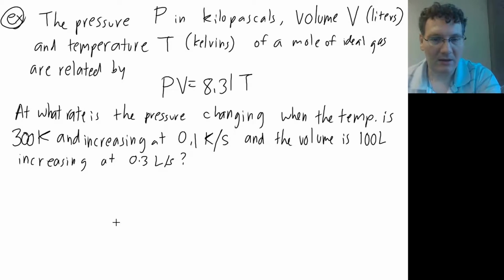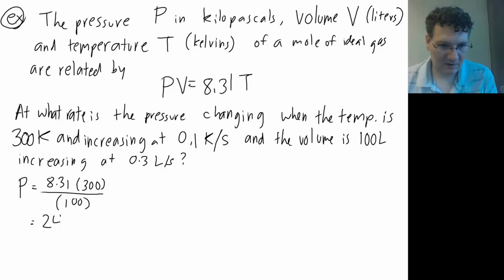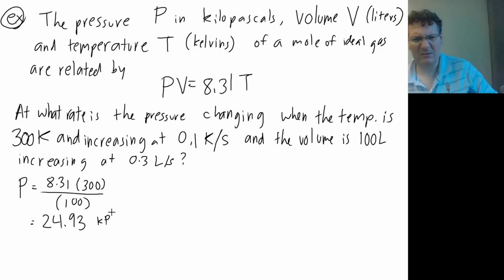We're first going to have to figure out what the value of P is, and that's related through the equation. So we can write P equals 8.31 times the 300 kelvin divided by the 100 in volume, and that's 24.93 kilopascals. I think that's the units, but I'm not going to be too hard on myself if I'm wrong.